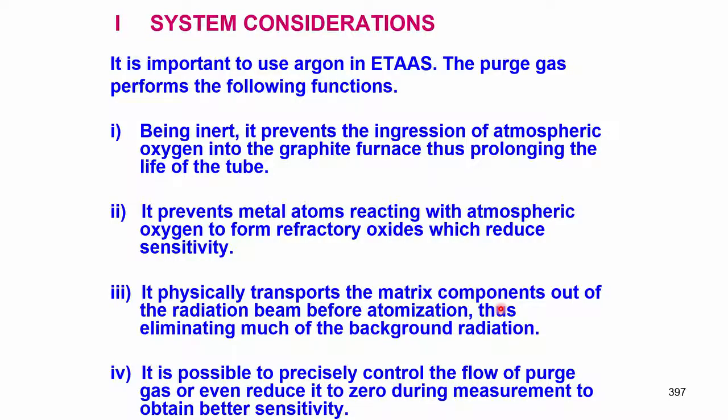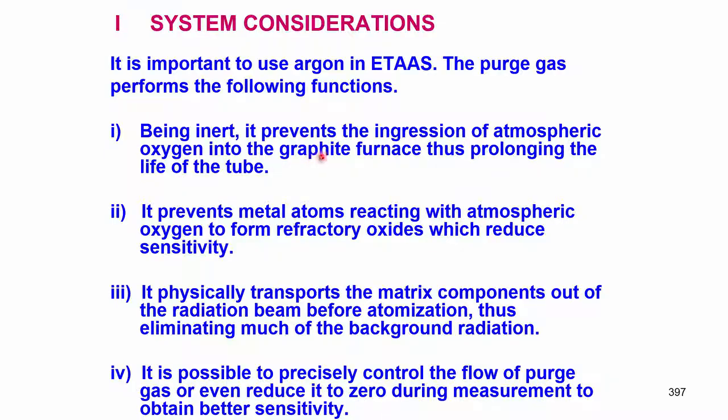Okay. So, what are the system considerations we require in electrothermal atomic absorption spectrometers? One thing is, it is important to use argon. This is known as purge gas. That means you have to keep on using argon throughout the operation. Whenever you are performing atomic absorption, argon should be used, because argon is an inert material, it will not allow the sample to oxidize. That is number one. But it also serves several other functions.